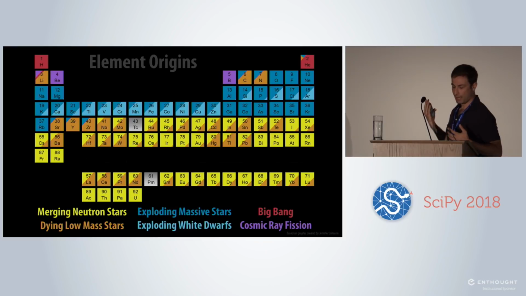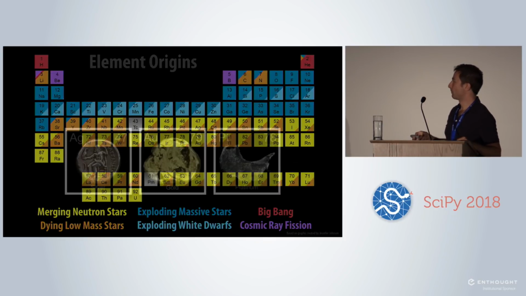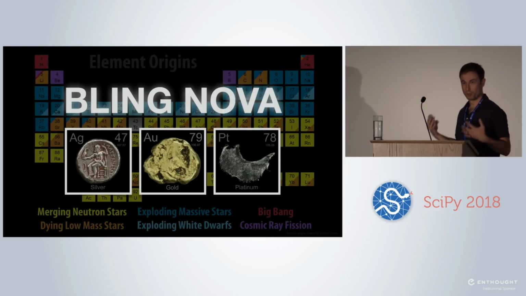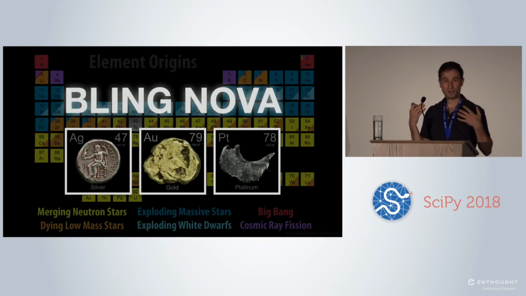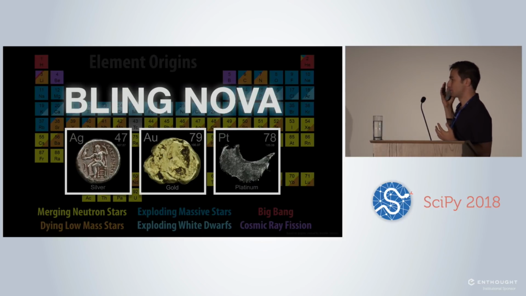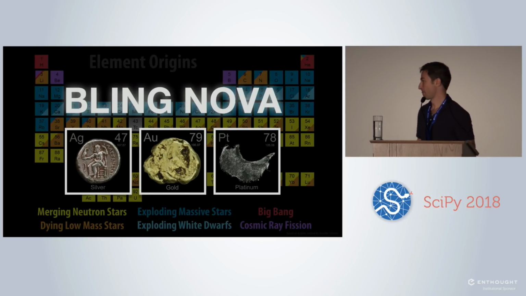So every element that's highlighted here in yellow is produced by the rapid neutron capture process. And that includes jeweler's elements like gold, silver, and platinum. And so some people in the popular press like to call these neutron star mergers bling novae.